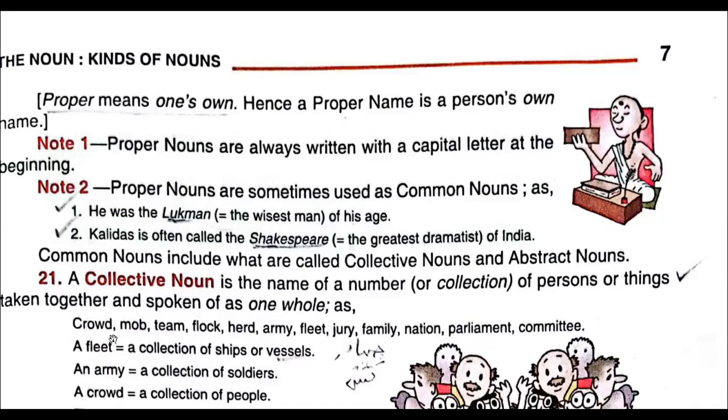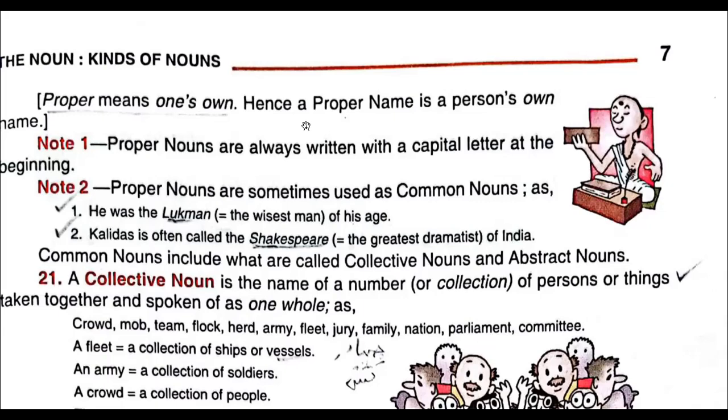Common nouns include what are called collective nouns and abstract nouns. A collective noun is the name of a number or collection of persons or things taken together and spoken of as one whole. So a group of people standing together is named a crowd. This is a collective noun for many people. Mob is also a collective noun for people gathered together.